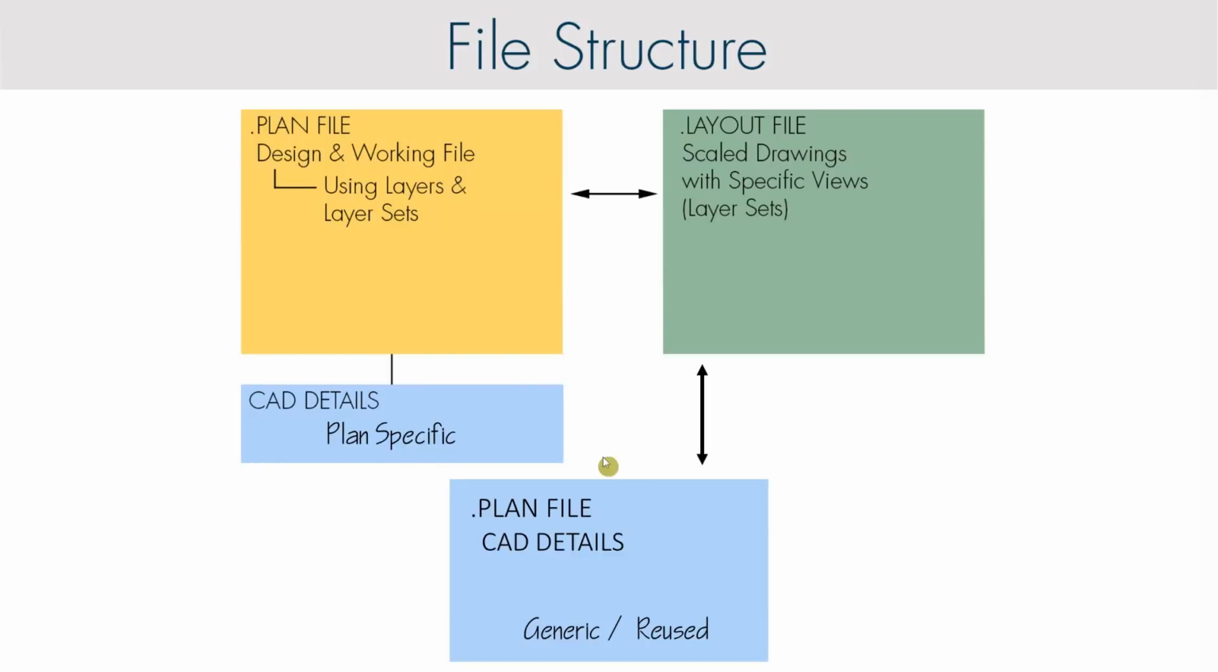A look at the file structure and process that I use. Again, the plan file is where I draw my floor plans. The layout file is where I send my structured scale drawings. There are CAD details that are plan specific, so if I have a specific section view through a house, I will put that in a CAD detail, or my window schedule or my cabinet schedule go in those CAD details. Then this third file is a plan file that are CAD details that are generic and reused across many client plans in the future.